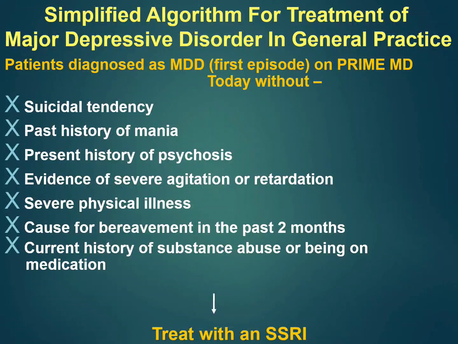When patients are diagnosed with major depressive disorder, and there is suicidal tendency, or past history of mania, or present history of psychosis, evidence of severe agitation or retardation, severe physical illness, or bereavement in the past 2 months, most of these are treated with SSRI.